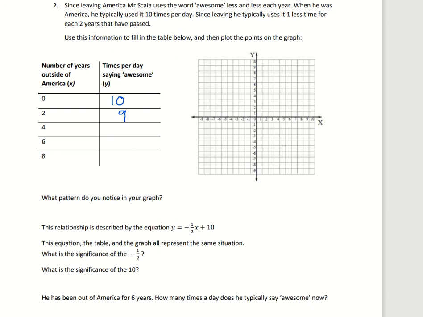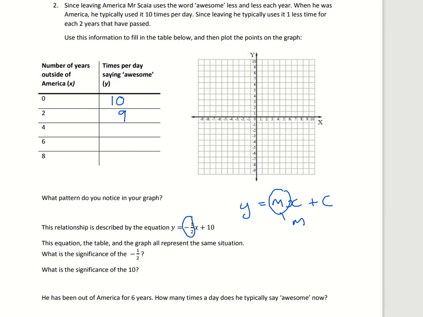So minus a half there is the slope, and this is really like what we were doing before, where we have y is equal to mx plus c, and we said that m is the slope. So minus a half is the slope, and you'll find that this is a slope of minus 1 over 2. So it's decreasing like so, and you'll see that when you plot that. This equation, the table, and the graph all represent the same situation.